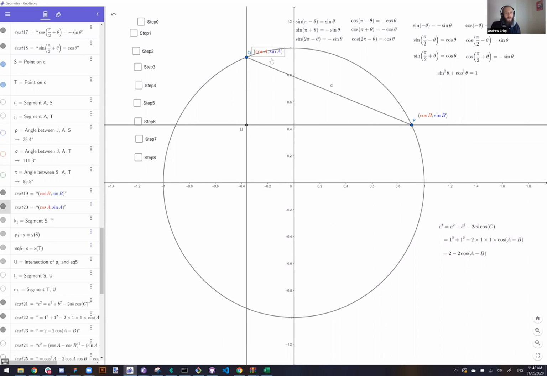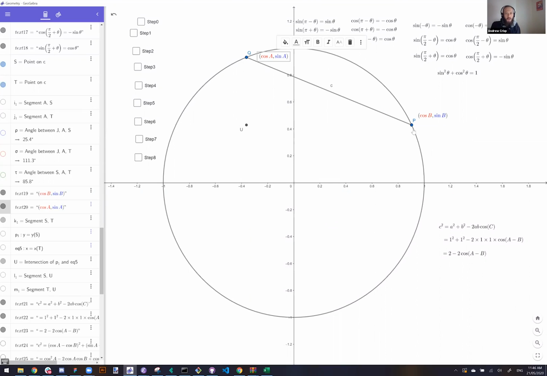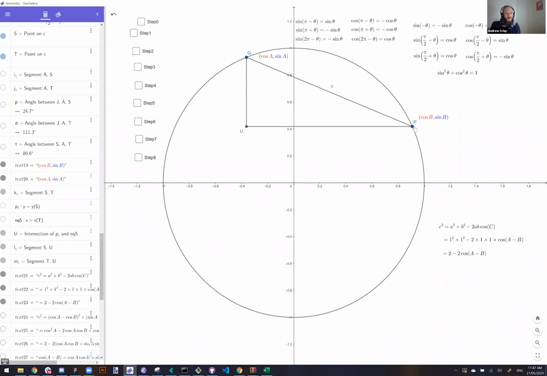And once we've got this point, I'm going to get rid of the lines that I used to find the point U. GeoGebra is nice because the point still sticks around even when the lines are gone. And then I'm going to draw it up as segments instead. So what I have here is a right-angled triangle with C as its hypotenuse.